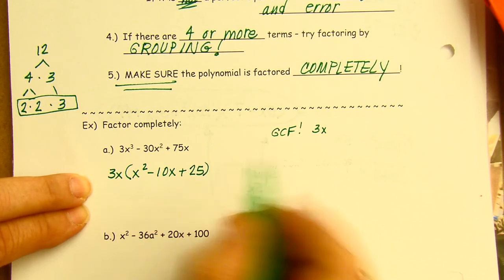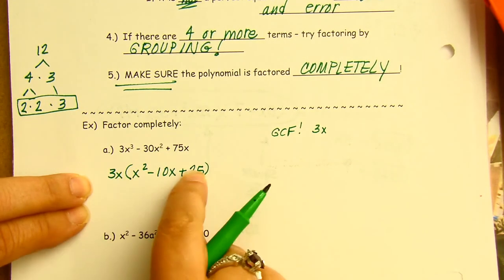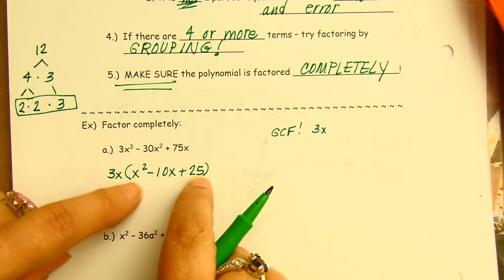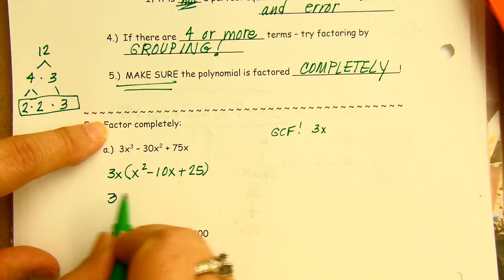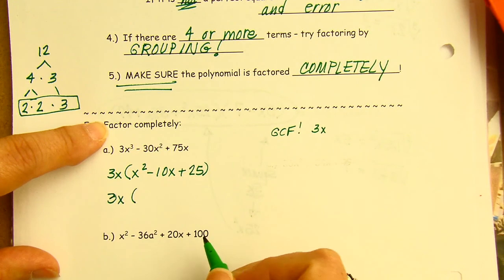And then you have to ask yourself, can I factor this? This looks like a perfect square trinomial to me. That's an x squared, and that's a 25. You could test it. If it doesn't work, erase it and try something else. I'm thinking it's a perfect square trinomial.